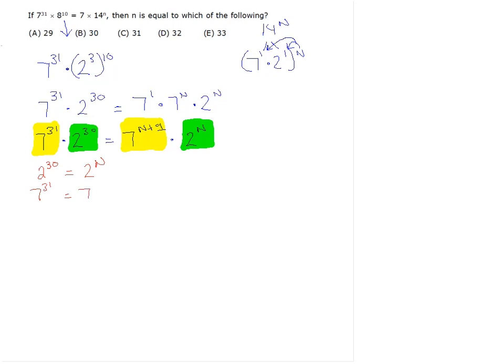Now, because I like to make life easy on myself and I want everyone else to as well, let's go with the equation that has less going on. Clearly, that's going to be the one with the 2's because we literally don't have to do any math. We drop our bases. We get 30 is equal to n, and that's answer choice B.